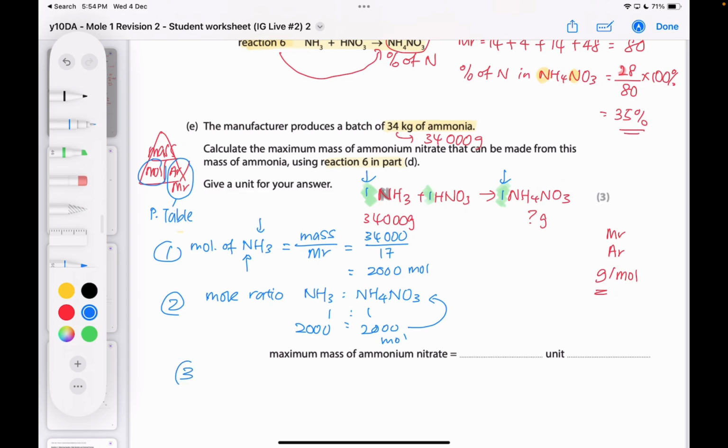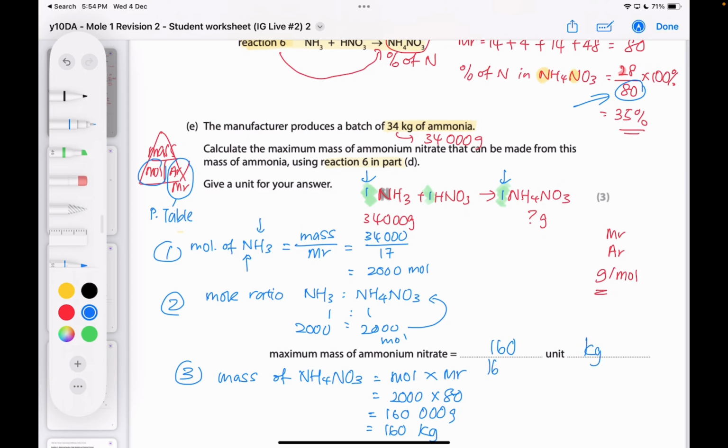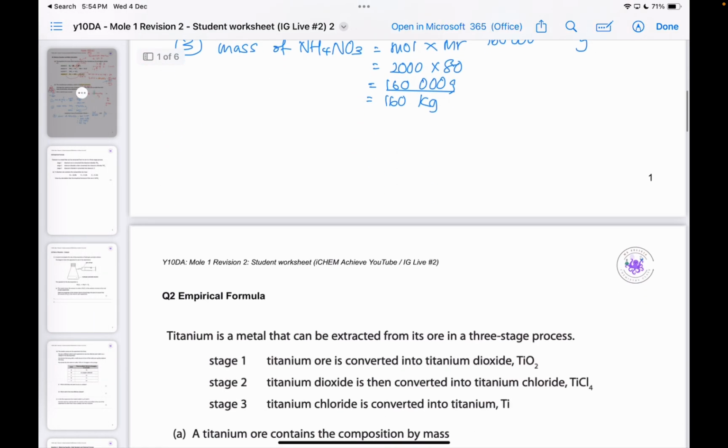Okay, so the third and final step is they want to find mass, right? Mass of ammonium nitrate, and that would be equals to, if you use the triangle, mass is right at the top, so you're using mole multiplied by the Mr. Mole would be 2000, and Mr we calculated just now over here, it's 80. You end up with this in gram, or you could convert it to kg. Regardless of what your answer is, if you want to put kg, then your unit will be this. If you want to put it in gram, then it'll be like this. Okay, so 3 marks in your pocket.